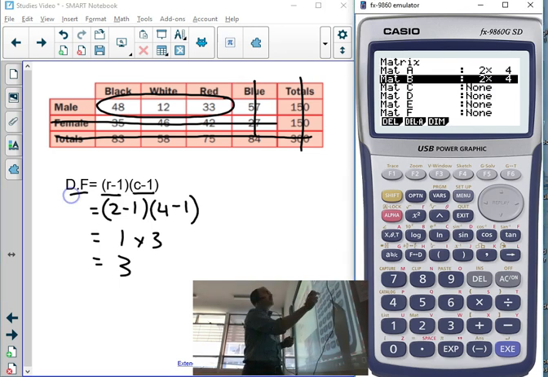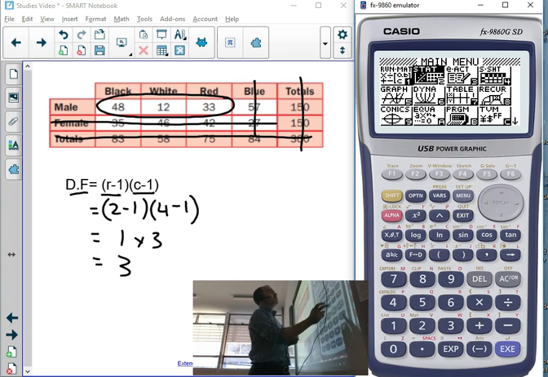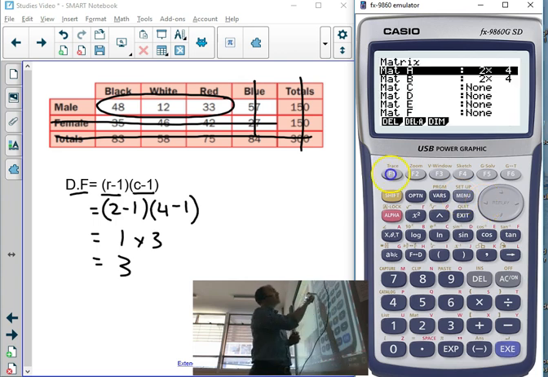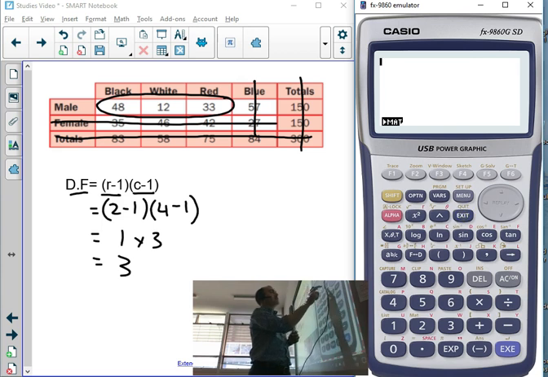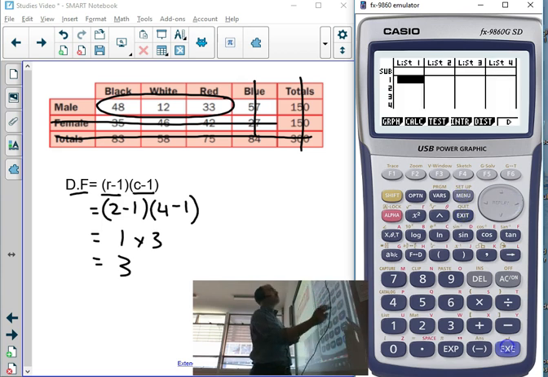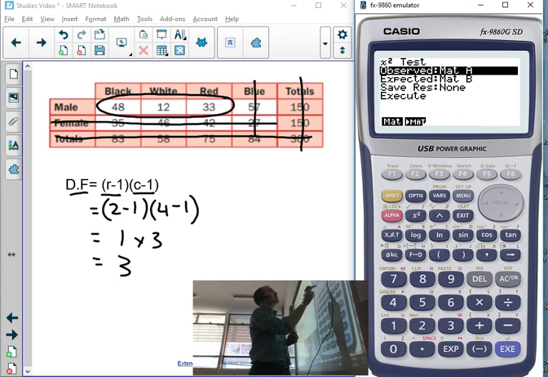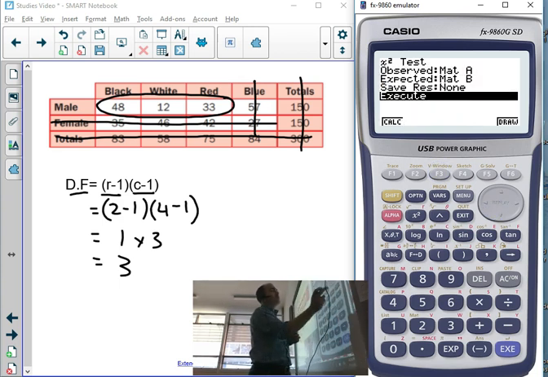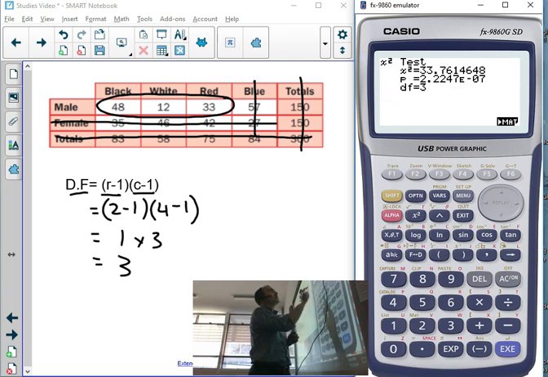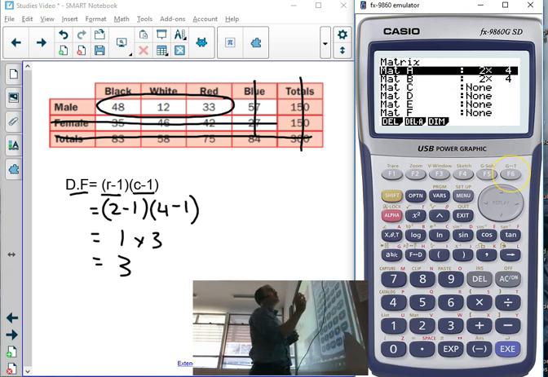If you're using your calculator, and if we go to our menu, we've got all the values in our matrix. So I've put my values in, I'm now going to go to statistics and perform my test, chi-squared, with my expected in matrix B. I'm going to scroll through and execute by calculating them, and then scrolling to matrix with F6.